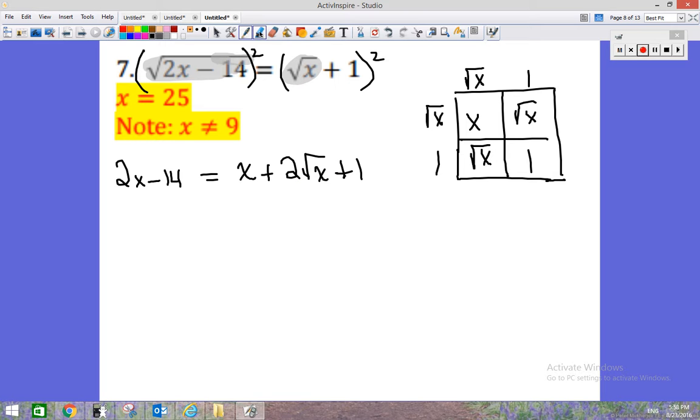So we need to get this term by itself. Let's subtract x from each side. Let's subtract 1. And now let's square each side.